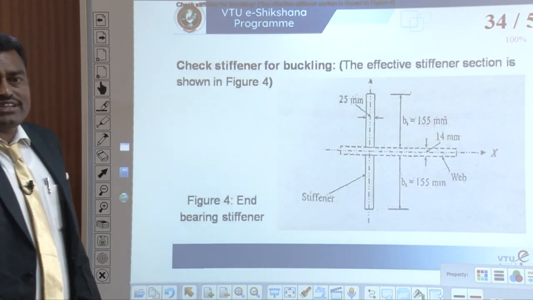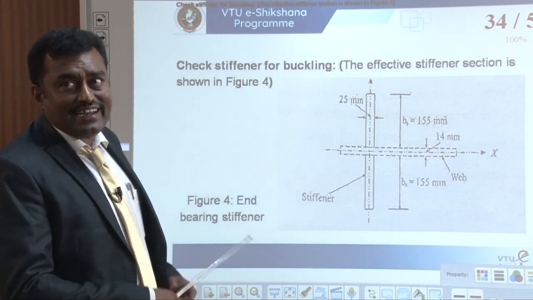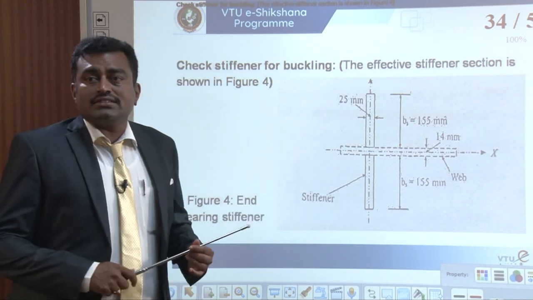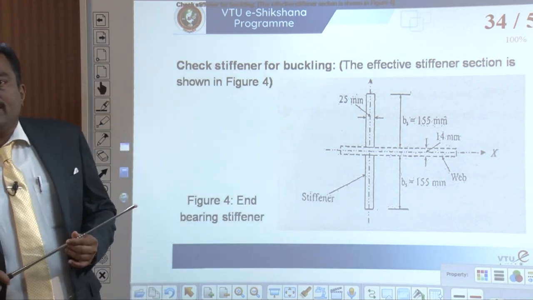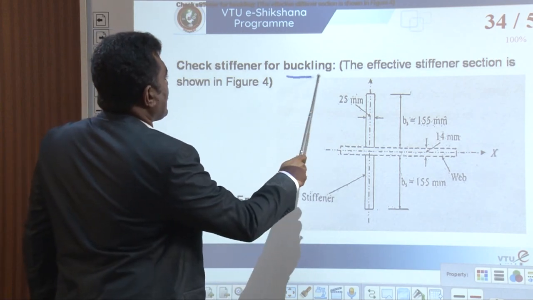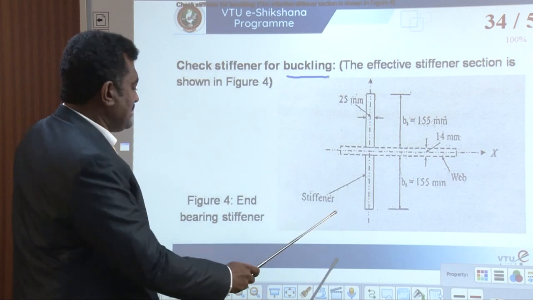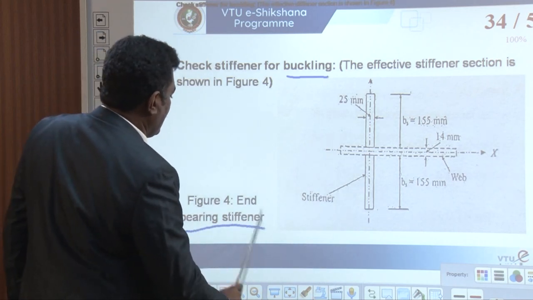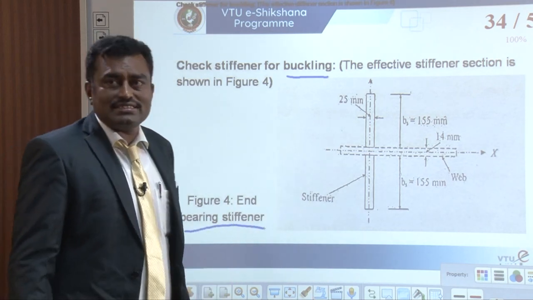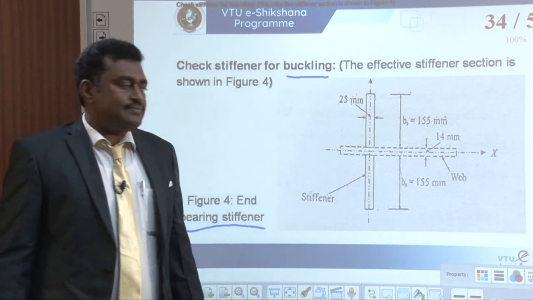Then coming to the next step, check the stiffener for buckling. That is, a slender section is used for stiffeners. Therefore, we need to check for buckling. The effective stiffener section is shown in the figure. This is for end bearing. We have taken end bearing as the critical section. Therefore, we go for a bearing stiffener.